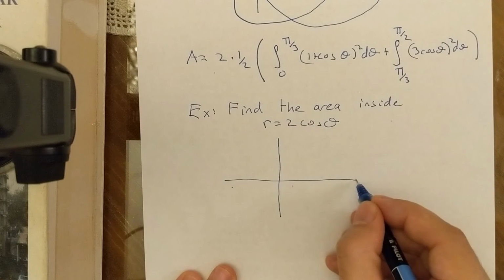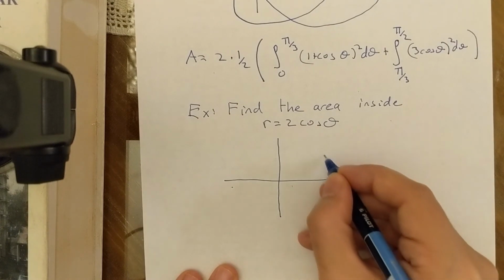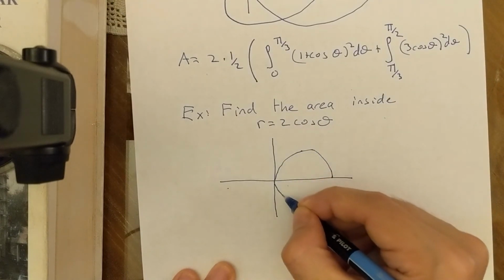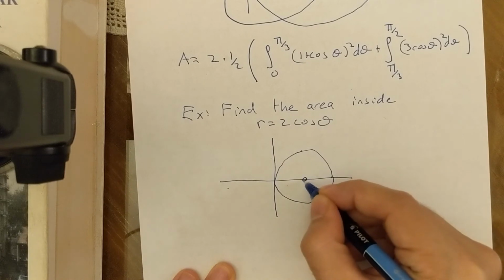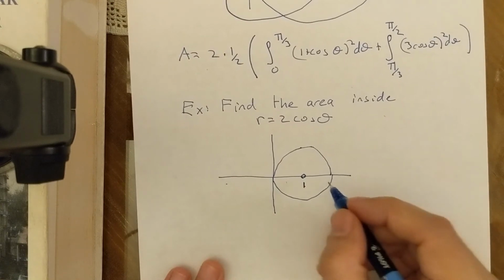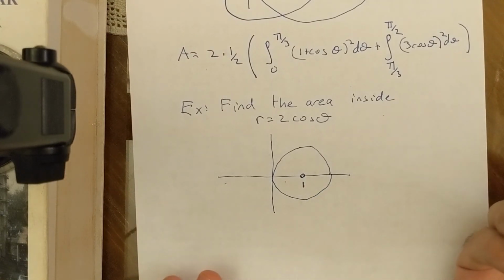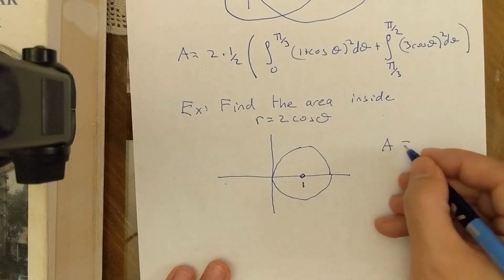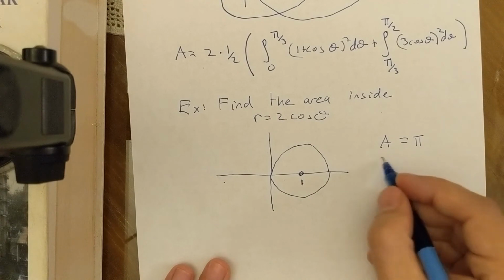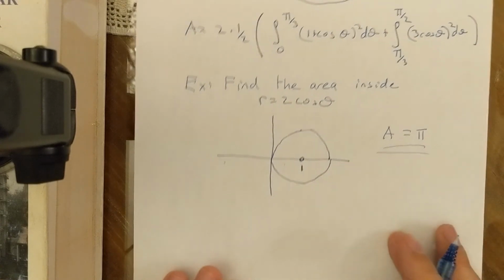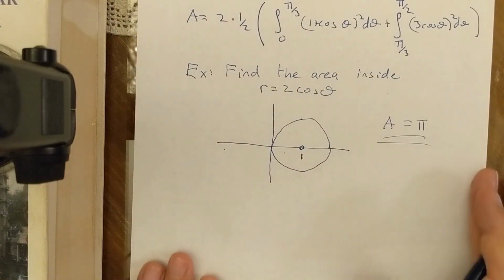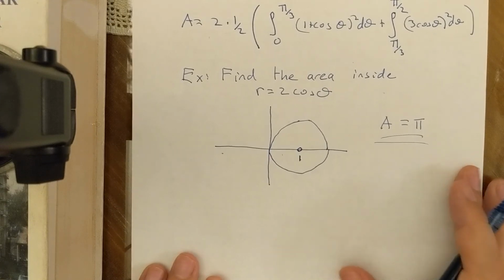R equals 2 cosine theta, remember that was just a circle centered around x equals 1, right? It's just this circle, and here is 1, and the radius of it is 1. So it's a circle with radius 1, which is pi r squared, the area has to be equal to pi, right? Okay, we know the answer before we start, because I want you guys to know the answer before you start, in case you set up the integral wrong.